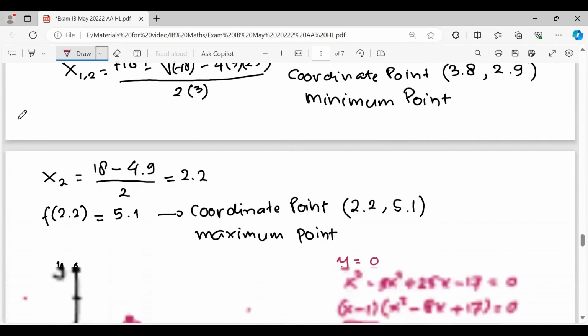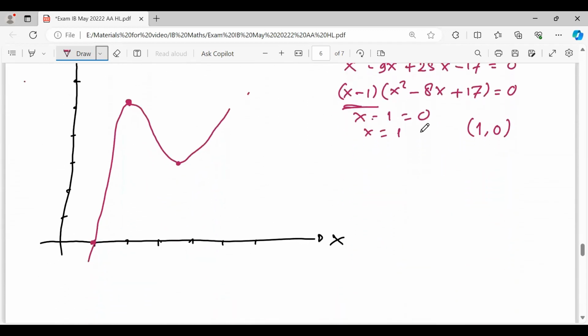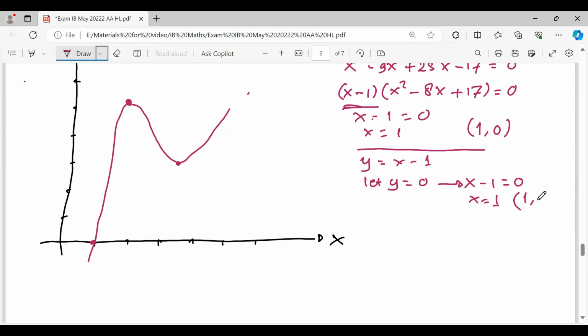If y equals x minus 1, it means if we let y equals 0, then x minus 1 equals 0, so x equals 1, and the coordinate point is (1, 0).